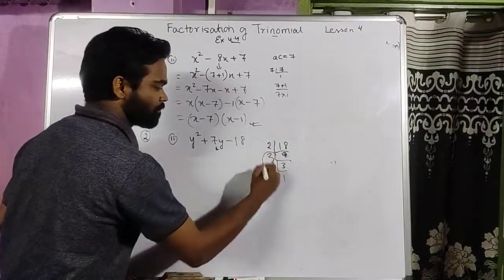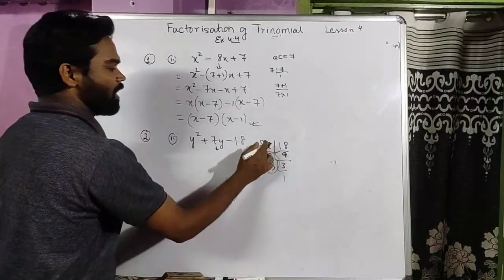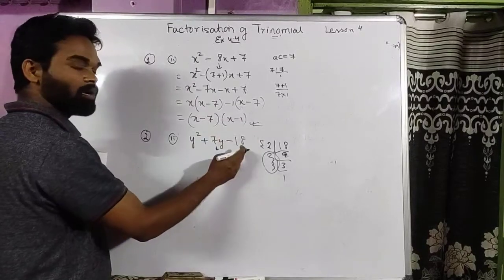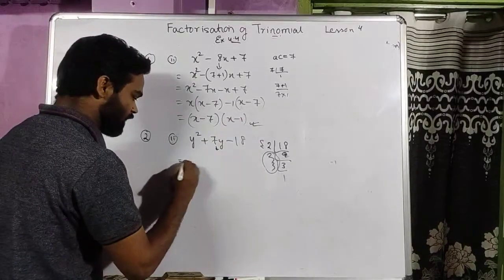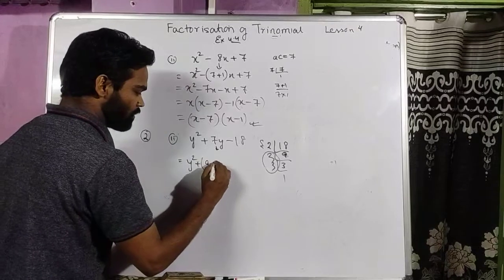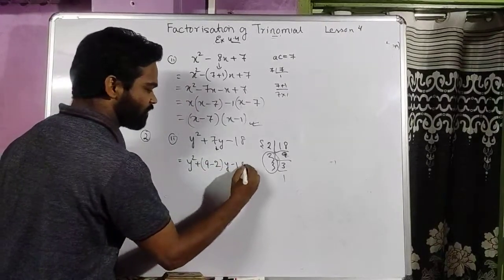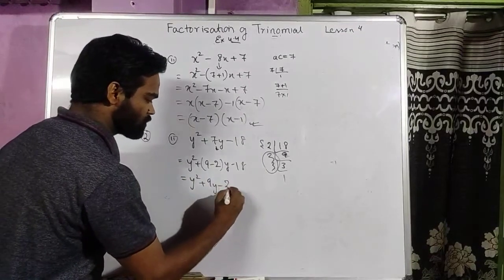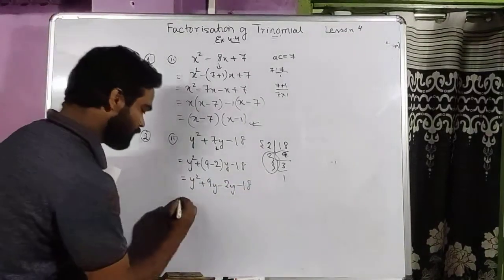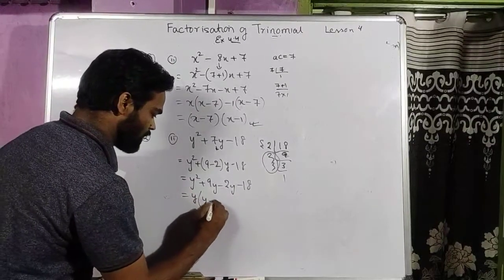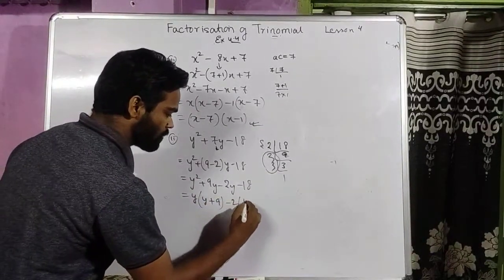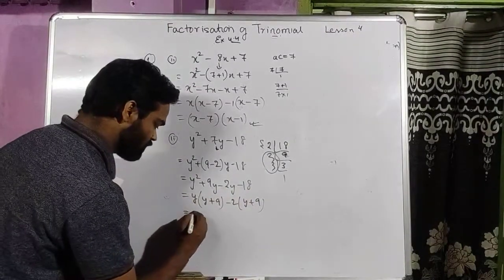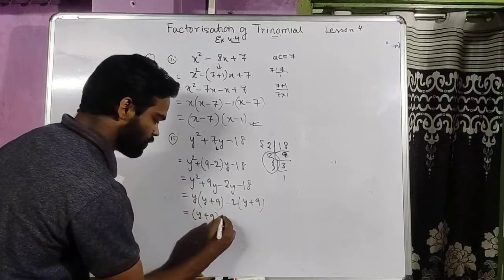Now if you look carefully, 9 and 2. 3 3s are 9, and 2. 9 minus 2 will give us 7, and 9 2s are 18. Hence we can write this as, see, I told you we'll write 7 as the difference of two numbers. So this becomes y square plus 9y minus 2y minus 18. Take common: y plus 9 taken common, y plus 9. Again, since the minus sign is common, this sign will become positive. So y plus 9 again taken common. Over here y is left, over here 2 is left. Factorized.